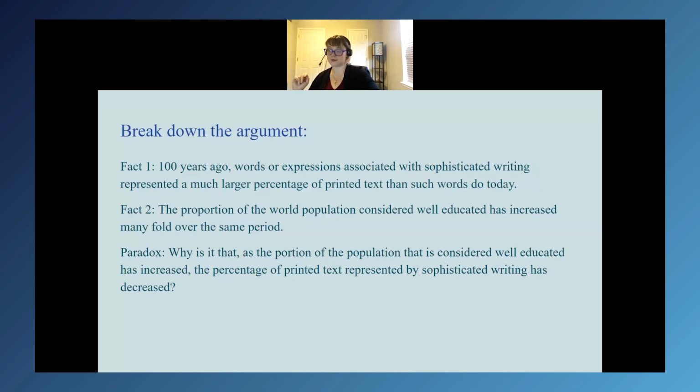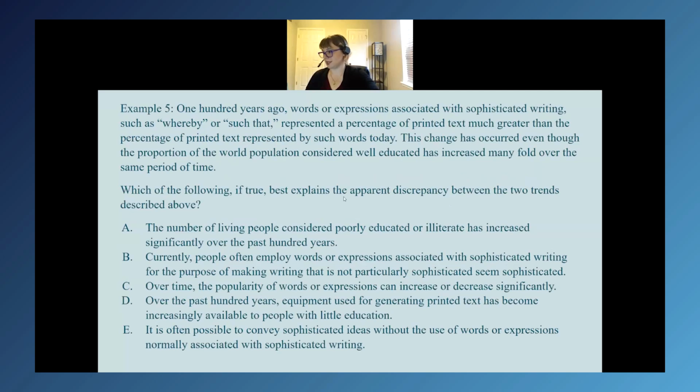Why is it that as the percentage of the population that is considered well educated has increased, the percentage of printed text represented by sophisticated writing has decreased? Let's look at our choices. A, the number of living people considered poorly educated or illiterate has increased significantly over the past 100 years. This is not helpful because we are talking about percentages, and we know that the percentage of people that are considered well educated has increased over the past 100 years. So what this says isn't really relevant.